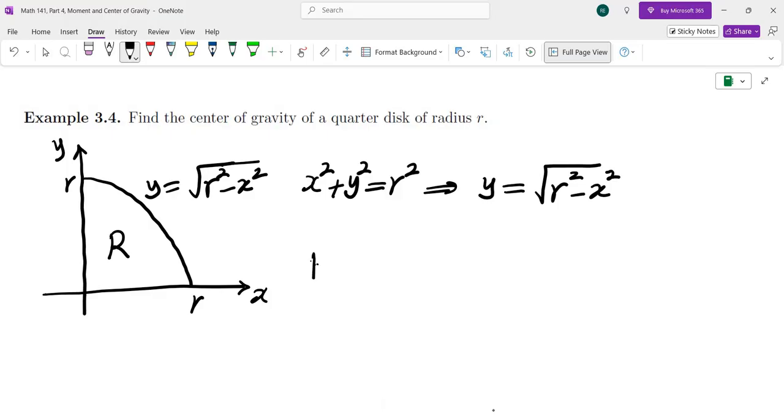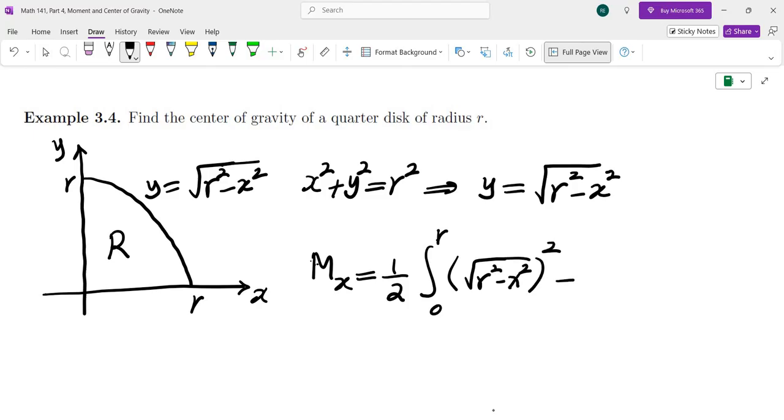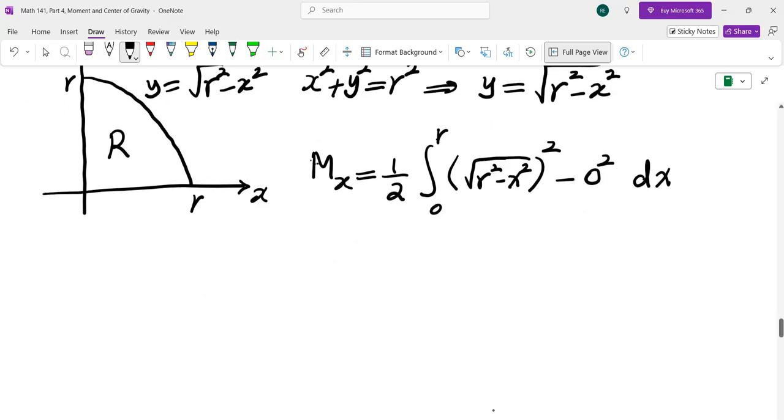So I can say m sub x is equal to 1/2 integral from 0 to r. Again, m sub x was the one with the difference of squares. So it's f of x squared, so it's root r squared minus x squared, squared, minus 0 squared dx. So that's m sub x. This would be 1/2 integral from 0 to r of r squared minus x squared dx.